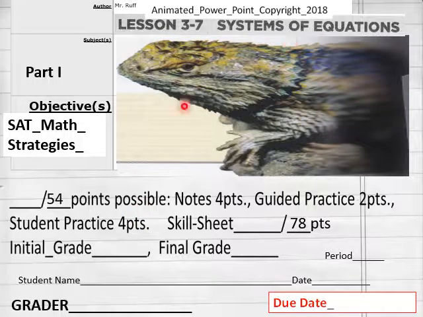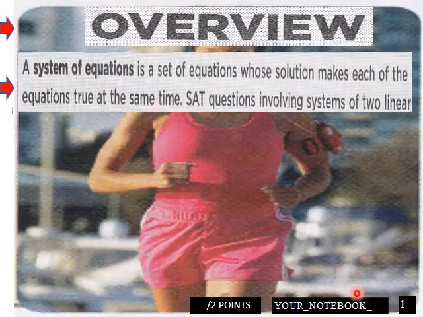Lesson 3.7, Systems of Equations. We have 54 points of notes and then 78 points on the skill sheet, which you will not see on this video, but you can get that if you email me. Notebook, this goes in your notebook.